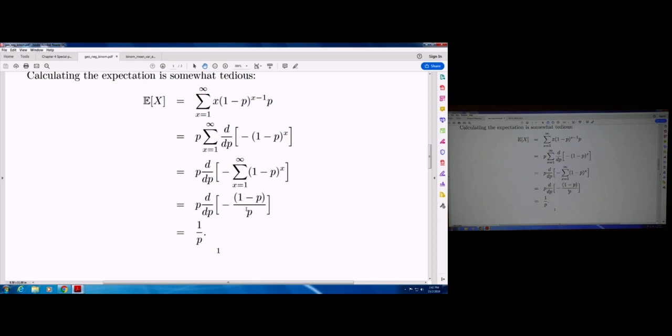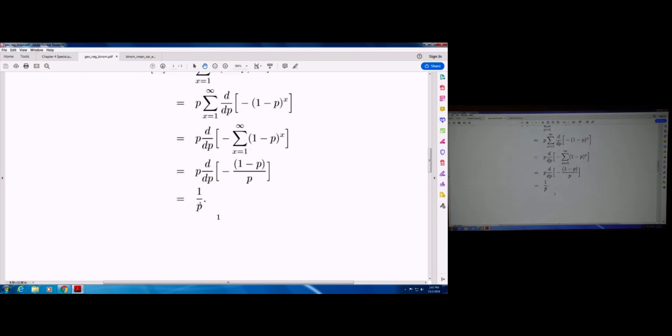Remember, it's critical that p is between 0 and 1. If it's bigger than 1, the summation does not exist. Now what we're left to do is find the derivative with respect to p of this expression. I didn't spend any time doing that; I'm sure you can all do that at this level. If you do that, you get 1 over p. That gives you the expectation of a geometric random variable with success probability p. It's 1 over p.